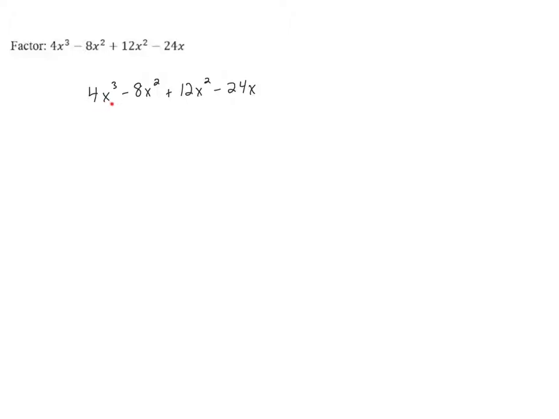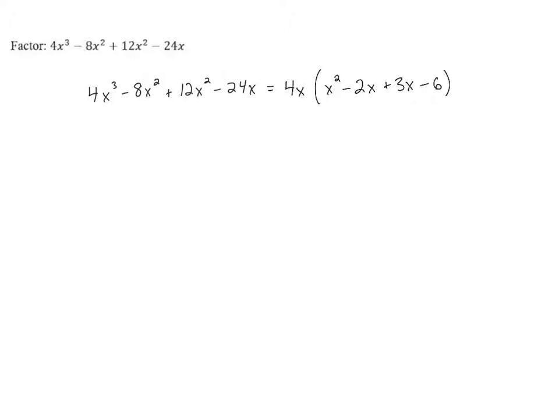If we look at 4x cubed minus 8x squared plus 12x squared minus 24x, all of those terms are divisible by 4x. So we can pull 4x out as the greatest common factor of the polynomial. If we do that, we still have leftovers. We end up with x squared minus 2x plus 3x minus 6.